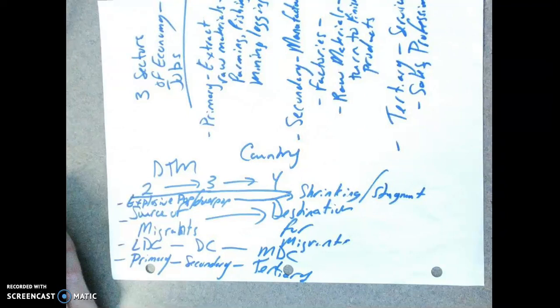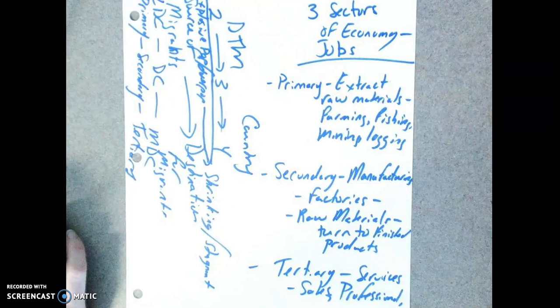Stage 2 countries tend to have, therefore, primary jobs practiced mainly. These are farming jobs, DCs mainly manufacturing and secondary, and MDCs mainly tertiary jobs. Because there are 3 sectors of an economy, 3 focuses.